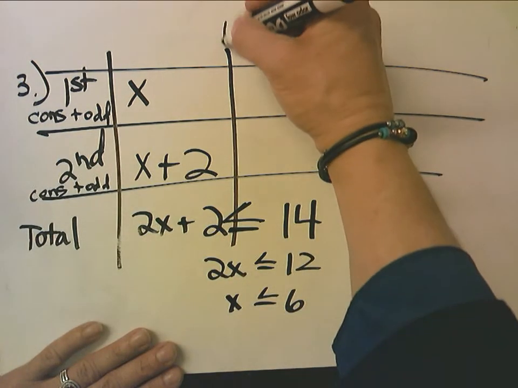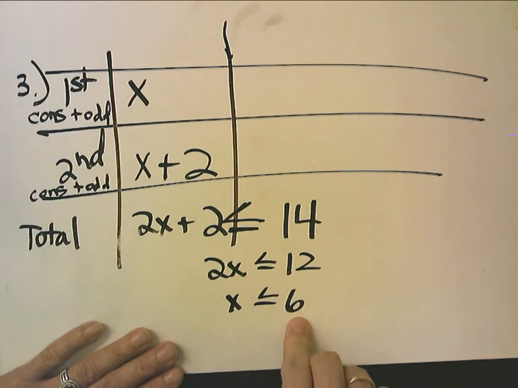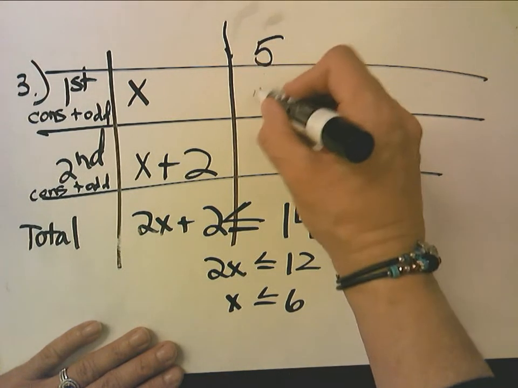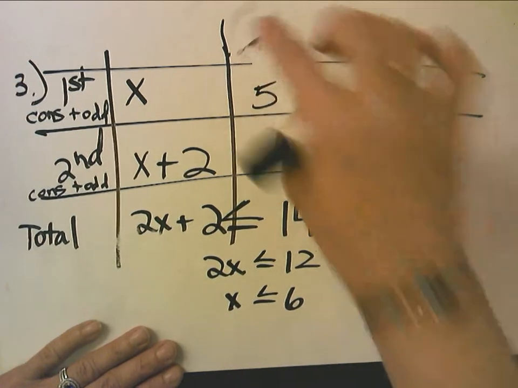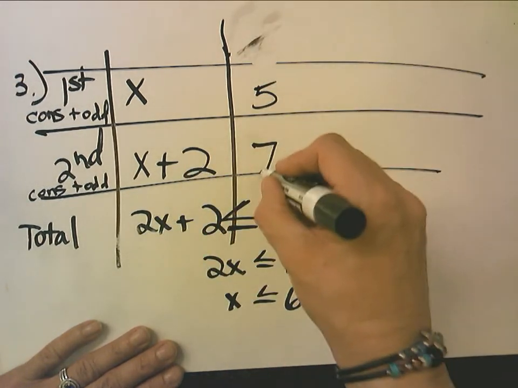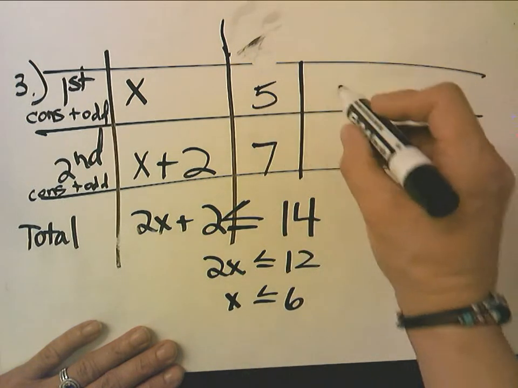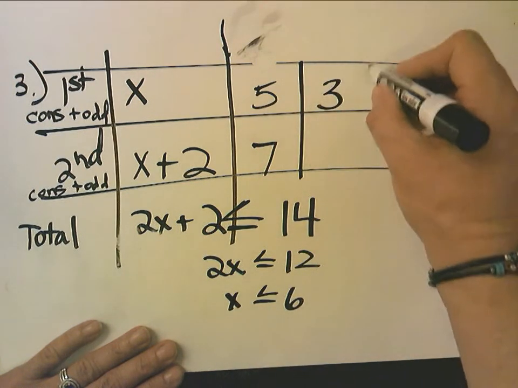So what is the largest odd number that's less than 6 but is still positive? 5. So if this is 5, I put it in the wrong place, 5 plus 2 would be 7. 5 plus 7 is less than 14. Okay, what's the next consecutive odd integer less than 5?